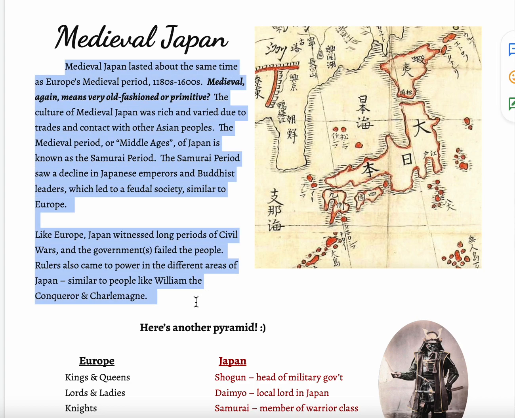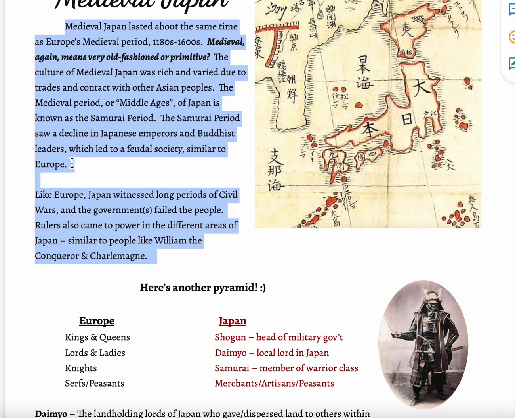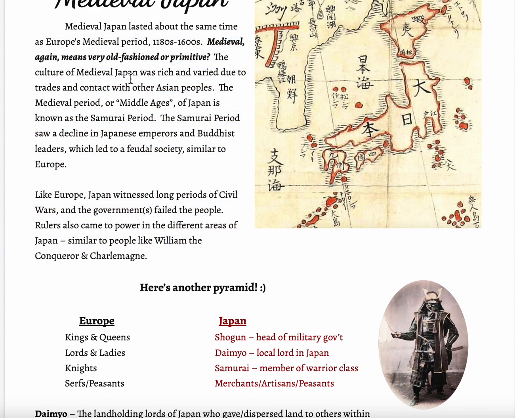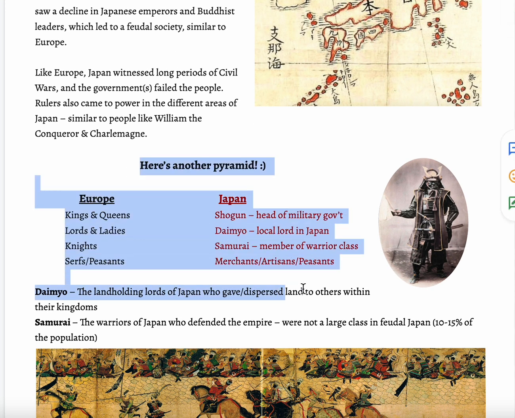So you should read through this very briefly, and you should be able to see how medieval Europe and medieval Japan are the same. Remember, medieval or feudal simply means very old-fashioned or primitive. And so you're going to have to be able to come up with at least two ways that you can explain how medieval Europe, the Middle Ages in Europe, was the same as medieval Japan. And so here's a pyramid just to give you an idea.